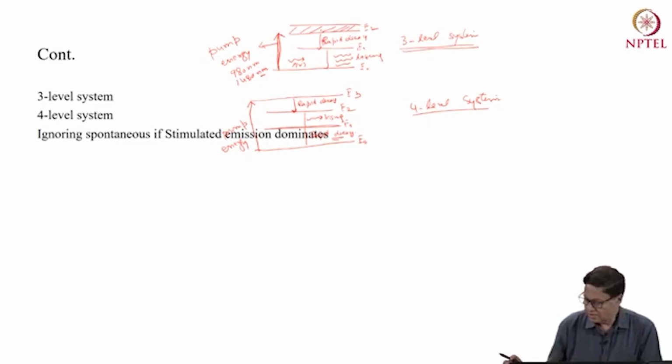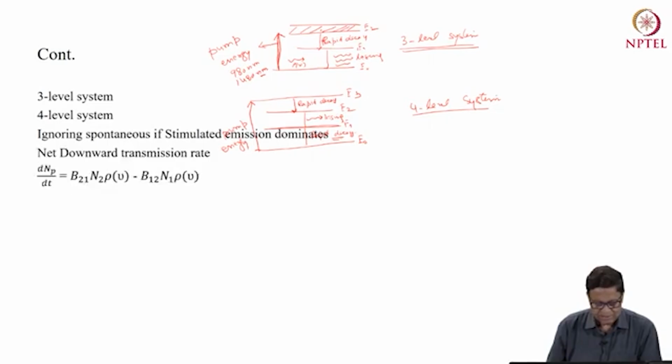So after understanding this 3-level system and 4-level system, let us now try to understand the temporal coherency part, which we had discussed: why a laser source is temporally coherent. Once you have achieved stimulated emission, I can ignore spontaneous emission, because stimulated emission is now dominating. Spontaneous emission is much less as compared to stimulated. So I can simplify my analysis by ignoring spontaneous emission.